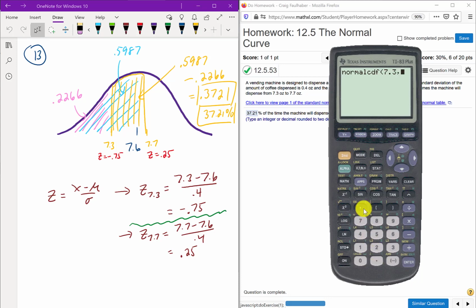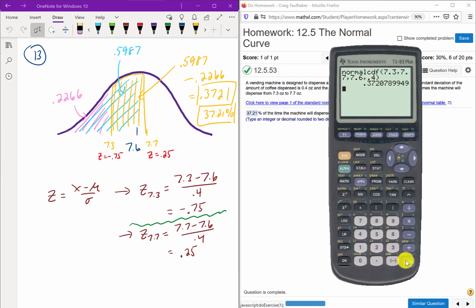We're going to put a comma, and then the upper limit is going to be the next thing we enter, 7.7, and then a comma. Then we're going to put the mean of our distribution, that is 7.6 in this case. And finally, we're going to put the standard deviation of this distribution, which is 0.4, and your calculator is automatically going to spit out the final answer that we got for this problem.